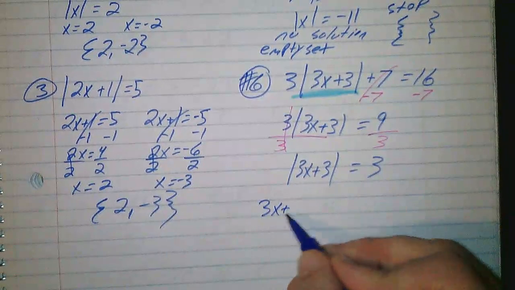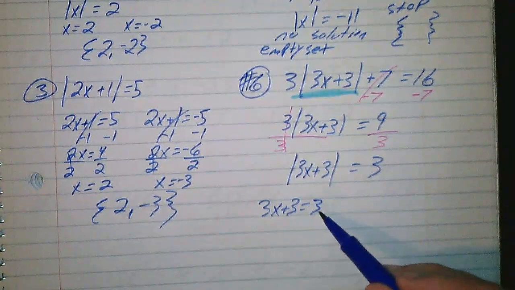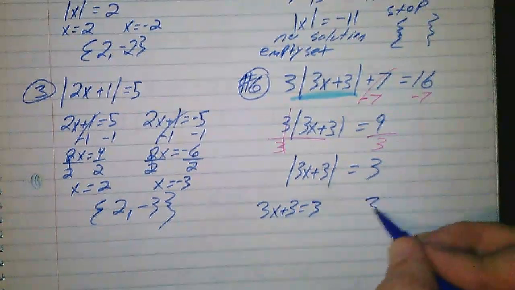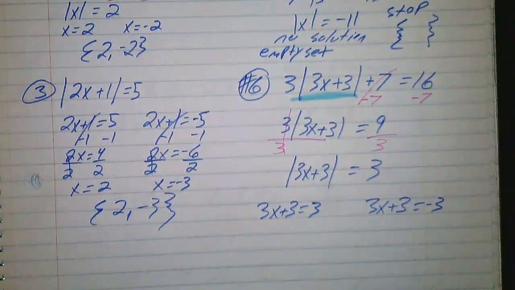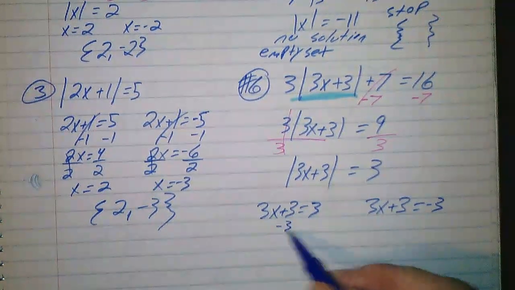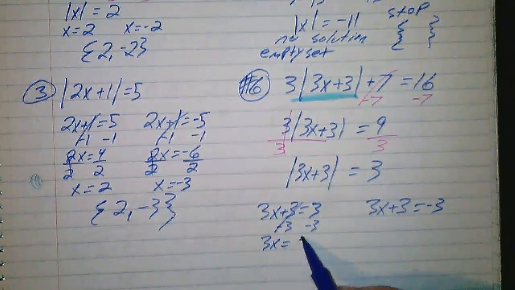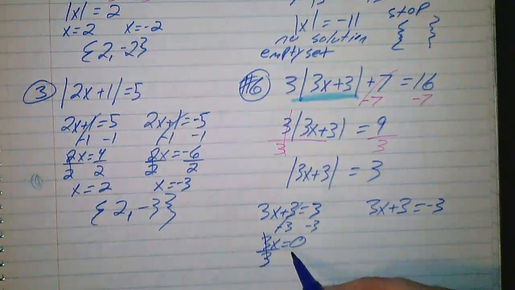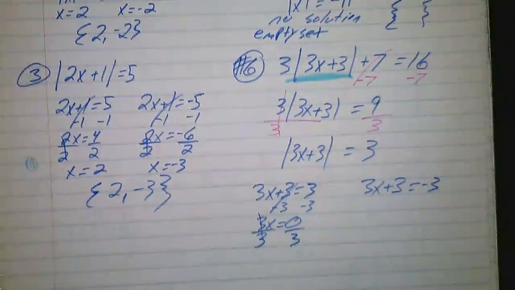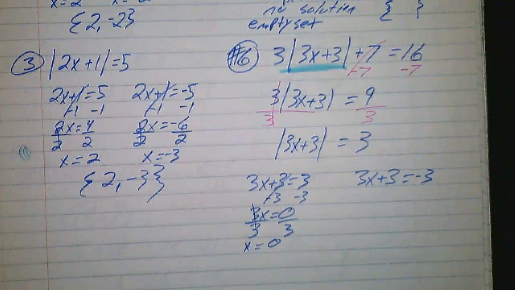Now we set up our two equations. Drop the absolute value bar, set it equal to positive 3, and set it equal to negative 3. We'll get 0 here as we subtract the 3. And if you get 0 as an answer, that's fine. Students sometimes confuse 0 with no solution, but 0 is our first solution.